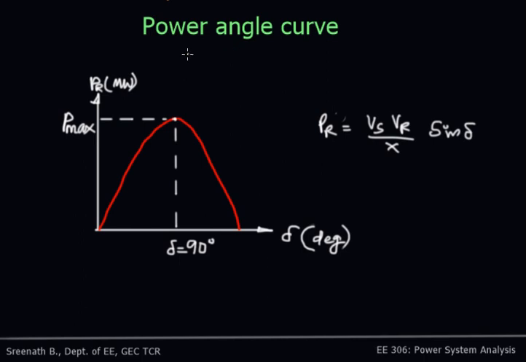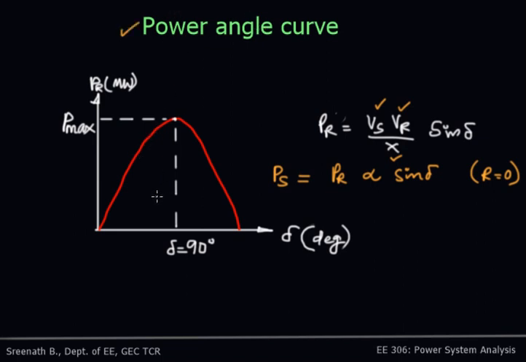The power angle curve is a curve that is drawn between power transferred and delta. Assuming VS and VR to be fixed and X also fixed, here PR is proportional to sine delta. Here you can assume that sending end power is equal to receiving end power, assuming R equal to 0. If you have no losses, your sending end power is equal to receiving end power, which is proportional to sine delta. So the power that is transferred can be plotted in a sinusoidal manner, and that variation of power is called the power angle curve.